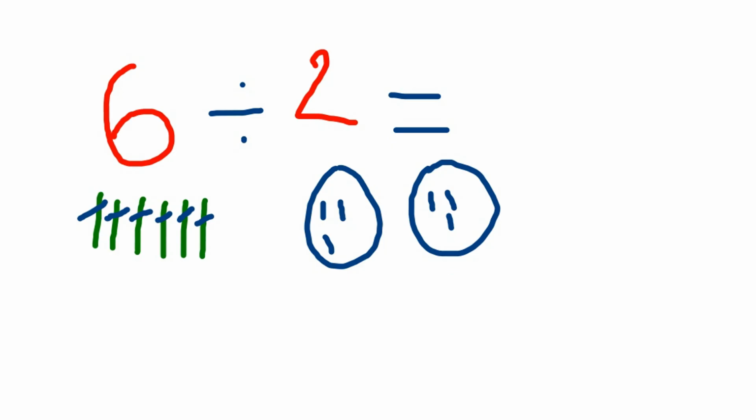Now, let's count the lines inside each circle. 1, 2, 3. There are 3 lines in each circle. So, 6 divided by 2 equals 3. Wow, you did it! That's an easy and fun way to divide.